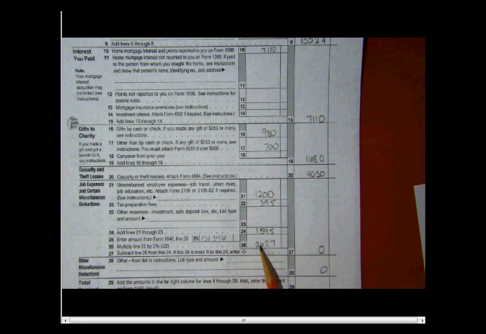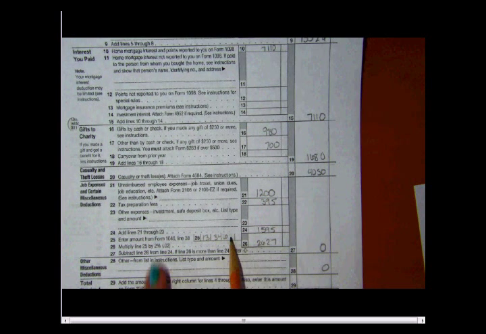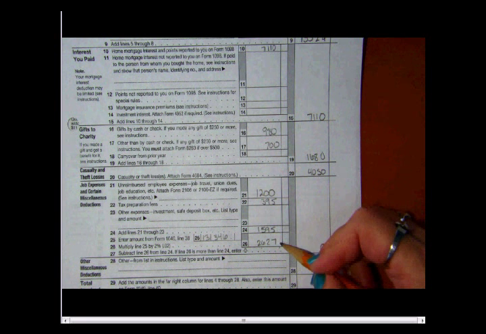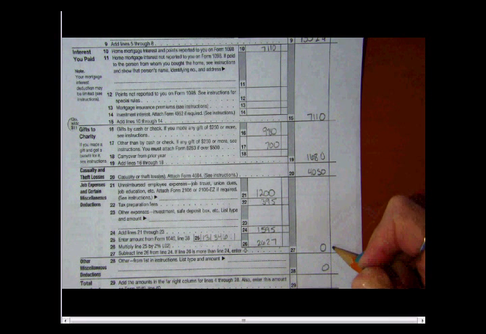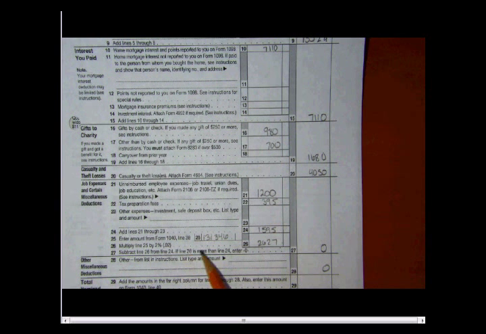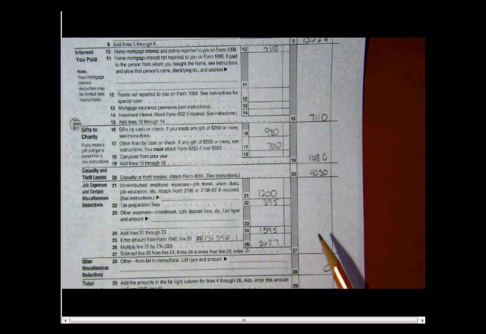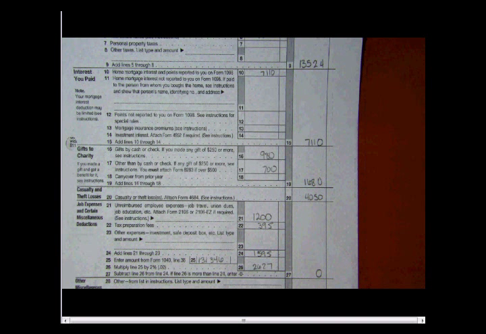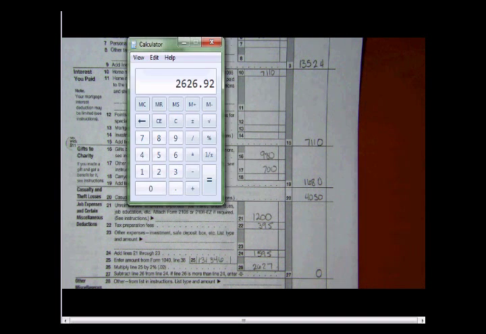That's when you multiply it times 0.02. Yeah. So you take their total income and you multiply it by 0.02 to get this number. And then if this number is larger, you subtract them and that answer goes here. Since 26 is larger, it's just 0. It says like right here. Okay. Then we add all this together. So do that by calculator again to make sure I don't make any mistakes.